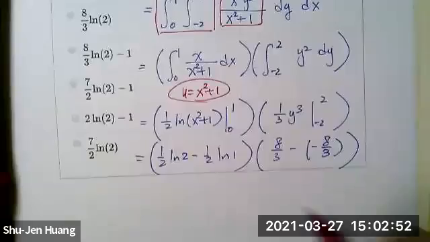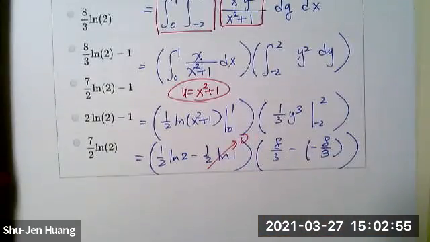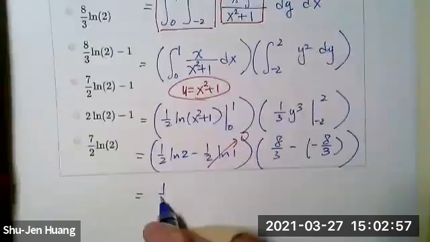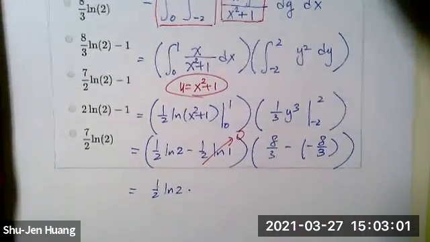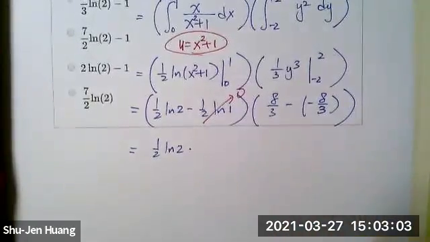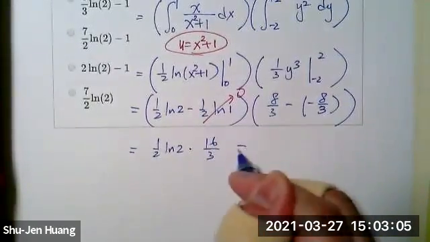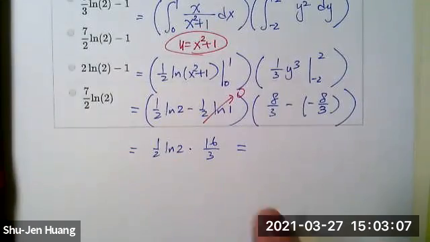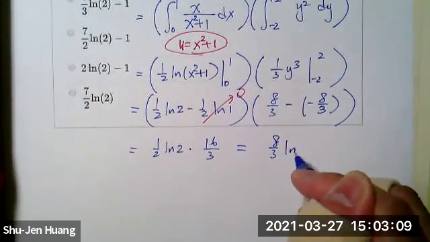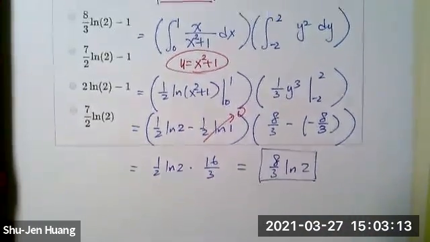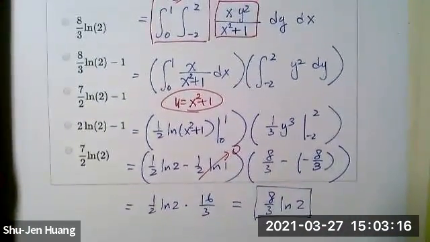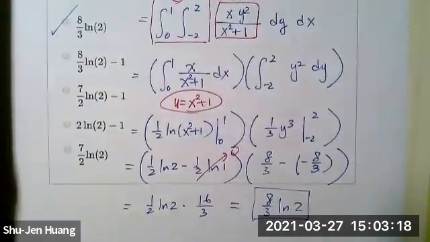And we know ln1 is 0. So the first one gives us 1/2 ln2. And the second one here, when we subtract these two numbers, we're going to get 16 over 3. So multiplying these two numbers together, we got 1/3 ln2. So this is the final answer here, okay? So the correct choice is the first one here, 1/3 ln2, for the first question, all right?